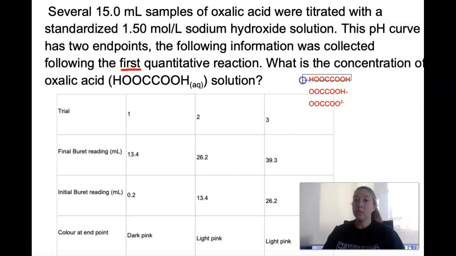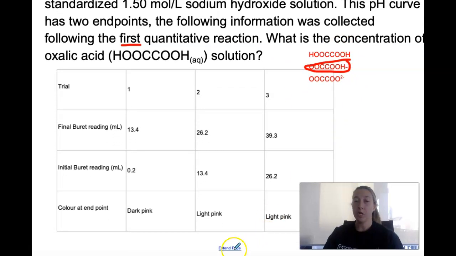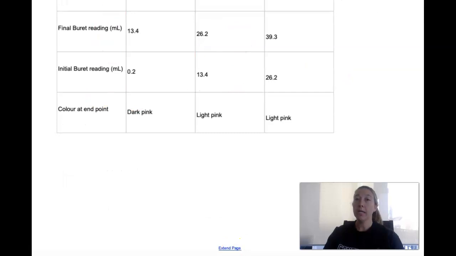Right? This is obviously going to be my reactant. It's what I'm starting with. But product-wise, I need to make sure that I'm creating the right one. Because it told me it was the first quantitative reaction, this is the first one, right? Because first, second. So product-wise, I need to be using OOCCOOH minus when I am writing my balanced chemical equation.